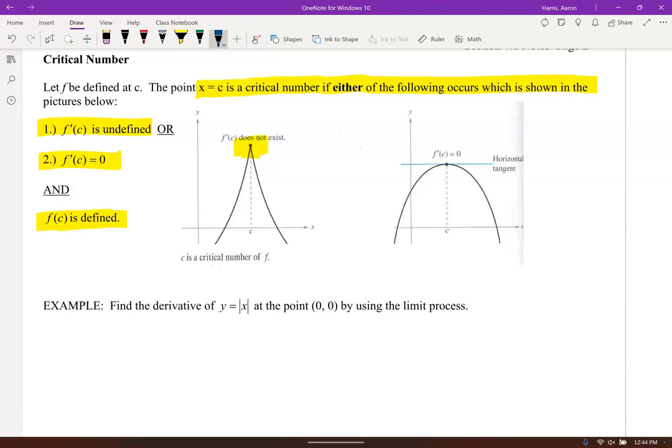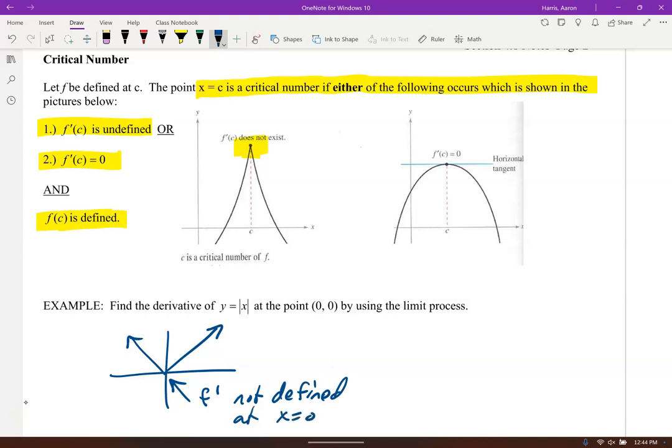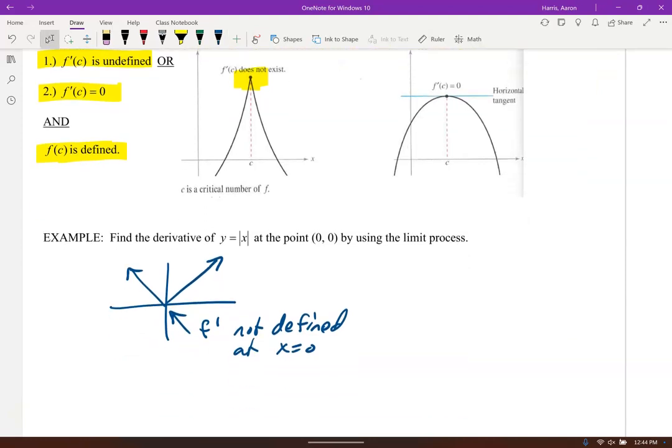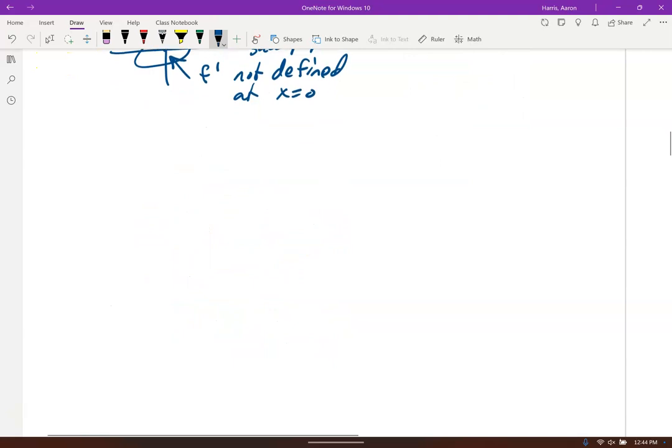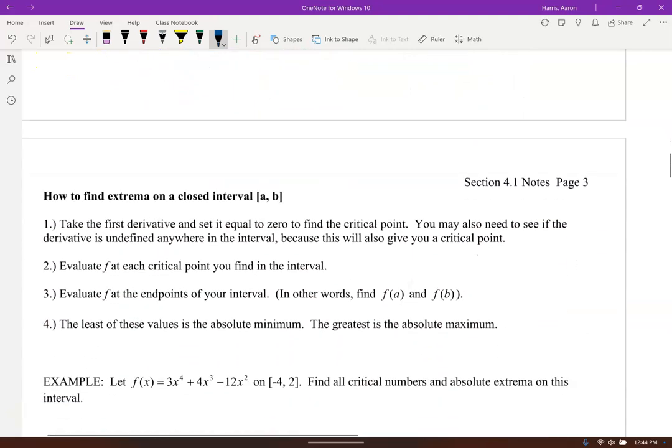I don't want to spend too much time on it, but think about the absolute value function. f prime is not defined at x equals 0, because the slope from the right is 1 and the slope from the left is -1. They don't agree, right? So it's not defined there. They have a sharp point there.